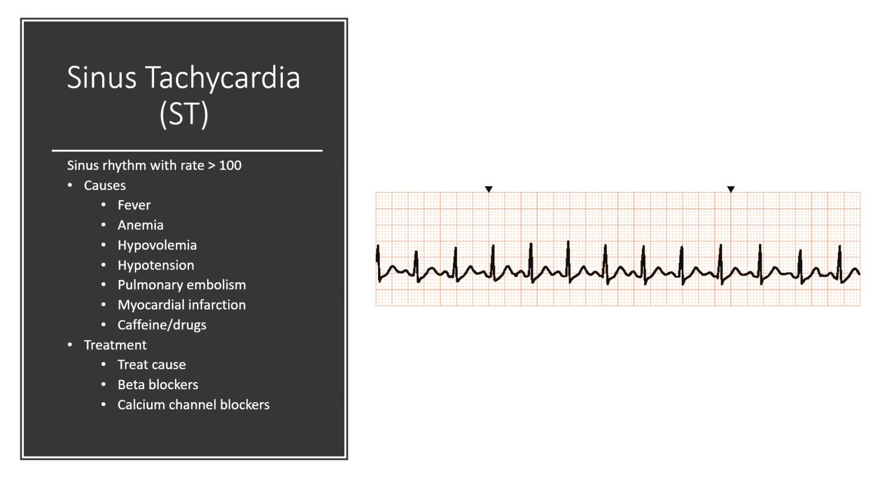Sinus tach, there's reasons that we can have a heart rate greater than 100. So hypovolemia, so we're lacking volume, our blood pressure is low. If we've had a pulmonary embolism, if we have MI, caffeine, stimulants, illicit drugs, things like that can all make us have a faster heart rate.